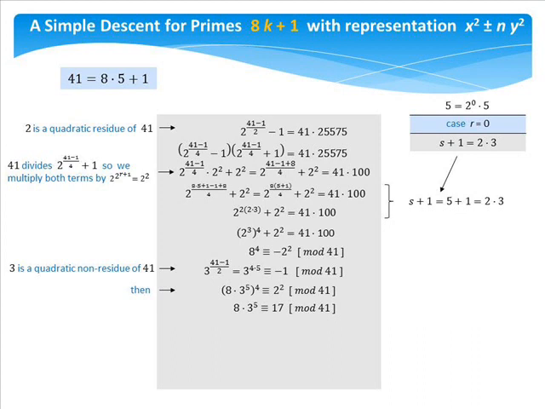The residue of the congruence 8 times 3 raised to 5 modulus 41 is 17. Hence, 41 divides 17 raised to 4 minus 2 squared.